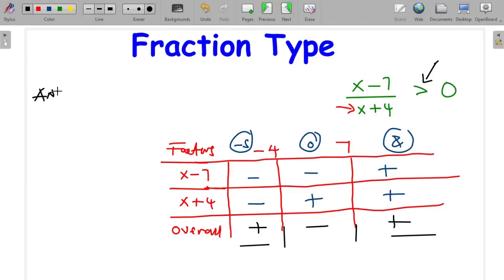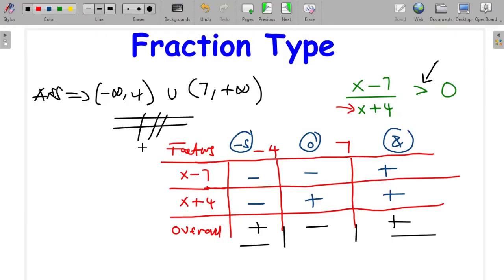So I'm going to say my answer is equal to, okay, I have minus infinity all the way to minus 4. Okay, the 4 is not included, and then union 7 all the way to what? To positive infinity. Okay, so that would be my answer there. So that's how you handle the fraction type. So let's move forward now.